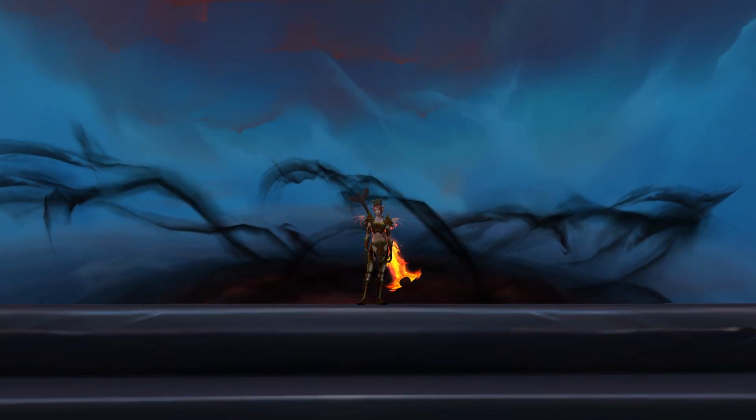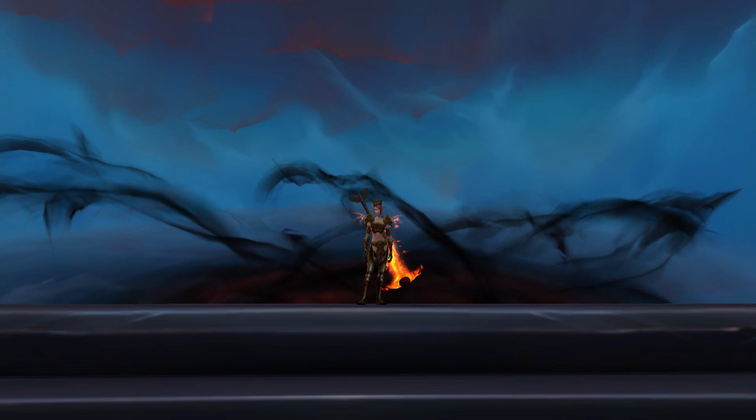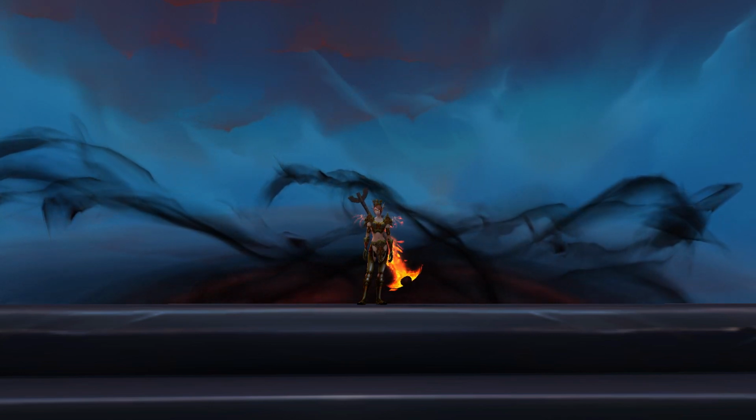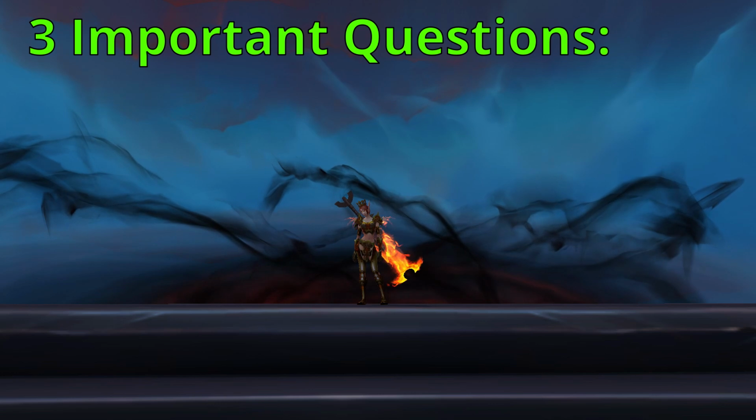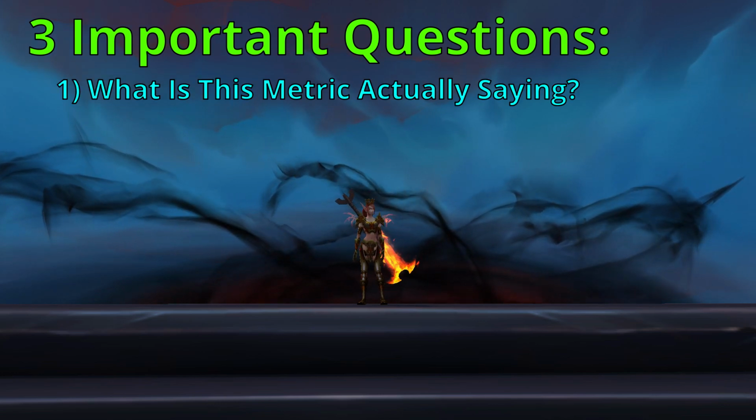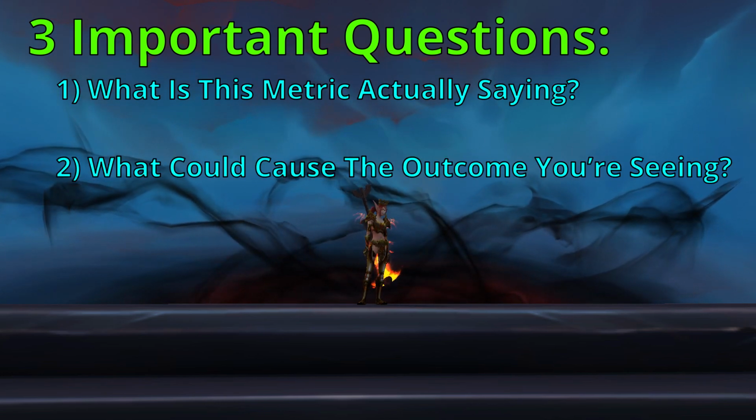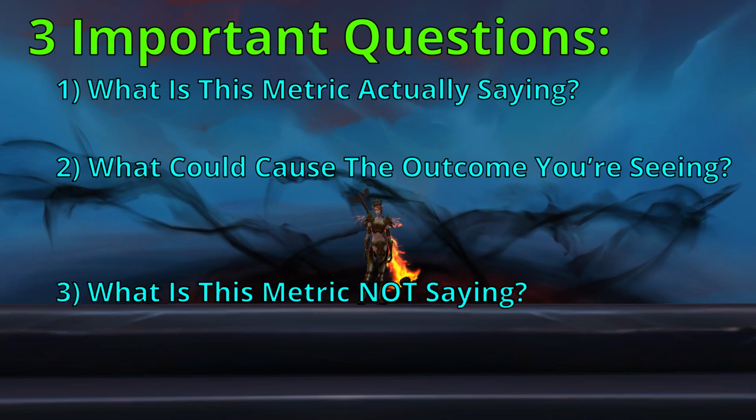Whenever you're doing any sort of analysis and you wind up with something that looks like it could be an answer to your question, I think it is vitally important to ask yourself 3 questions. First, what is this metric actually saying? Second, what could cause the outcome that you're seeing? And third, what is the metric not saying?